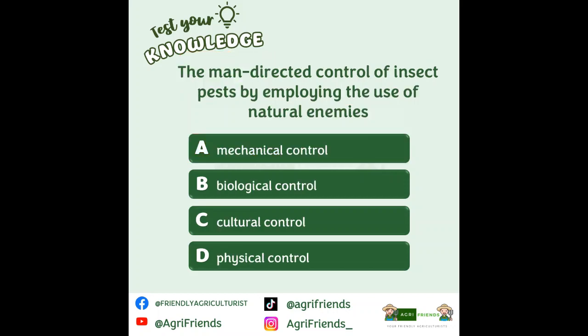Next, the man-directed control of insect pests by employing the use of natural enemies. A. Mechanical control, B. Biological control, C. Cultural control, or D. Physical control. The answer is biological control. So biological control is the use of living organisms in artificial or natural environment or circumstances to control pests. And those organisms are called natural enemies.